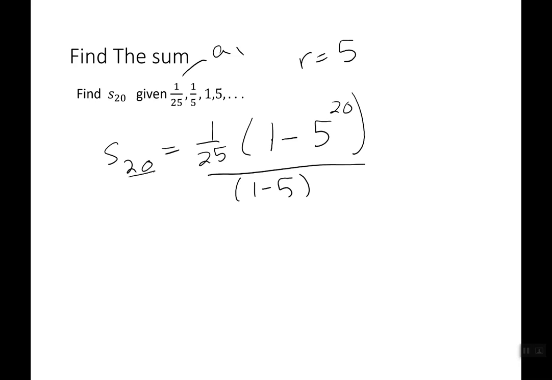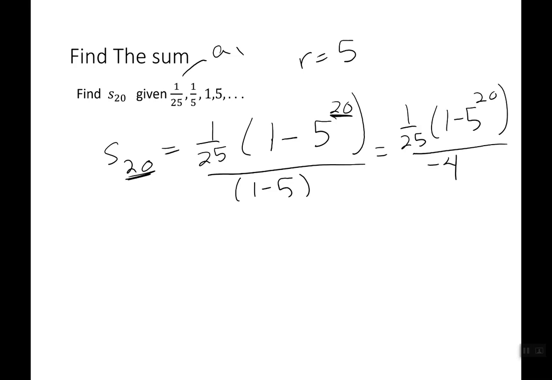Really important that you see this number here, 20, is the same as the exponent here, which is 20. I'm going to make this 1 over 25. I'm going to keep 1 minus 5 to the 20th power. And again, on the bottom, 1 minus 5, that's negative 4. That'll be easier. So 1 divided by 25 times 1 minus 5 to the 20th power, and then I'm going to divide that by negative 4.